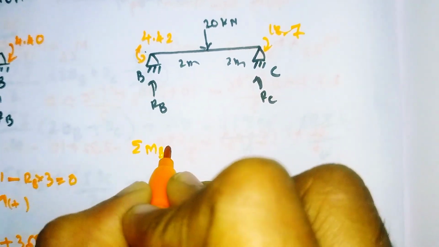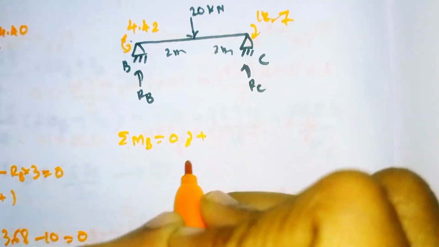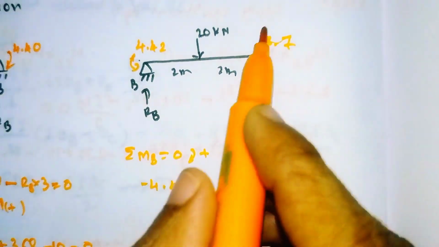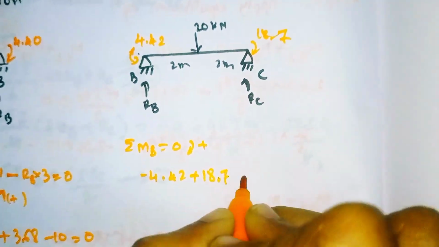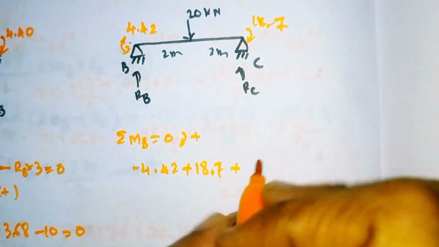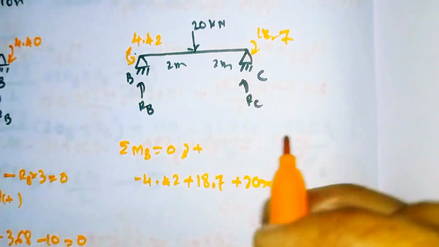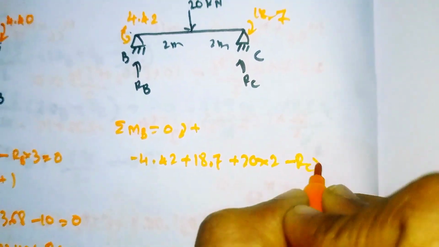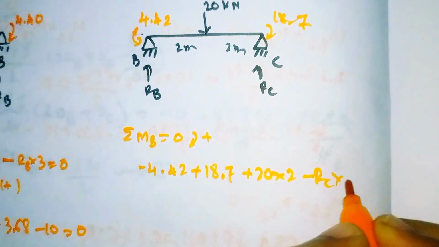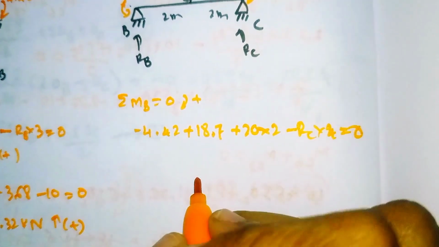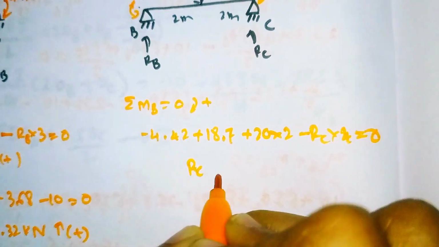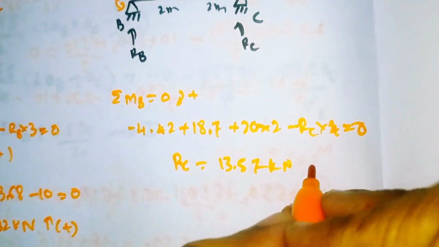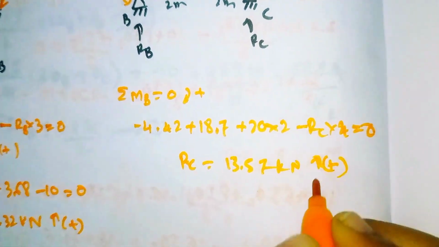Summation of moment about B is equal to 0, clockwise positive. It is rotating anti-clockwise, so minus 4.42; it is positive, rotating 18.7, plus the point load of 20 at a distance of 2 meters, minus RC, which is rotating anti-clockwise, so minus RC into a distance of 4 is equal to 0. Simplify this, and our RC value will come out as 13.57 kilonewton. It is positive, moving upward.